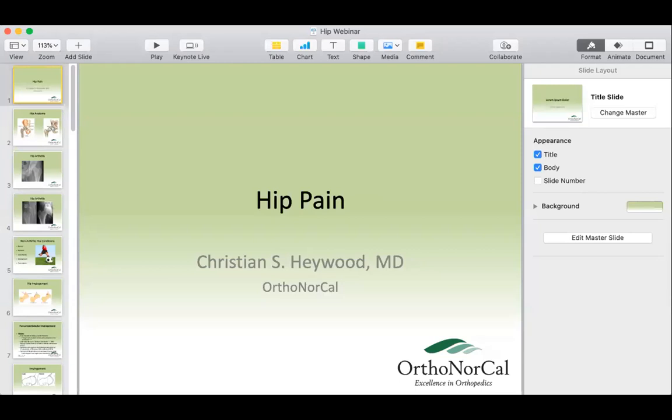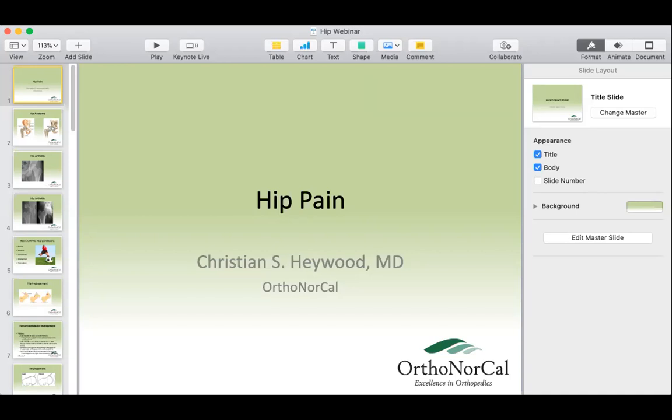My background is in orthopedic surgery and a fellowship training in sports medicine, specifically arthroscopy, and I have a particular interest in treating athletes as well as in treating sports-related injuries. And a lot of that involves doing arthroscopic surgery as well as evaluation and management through physical therapy and other modalities to improve hip and other joint function.